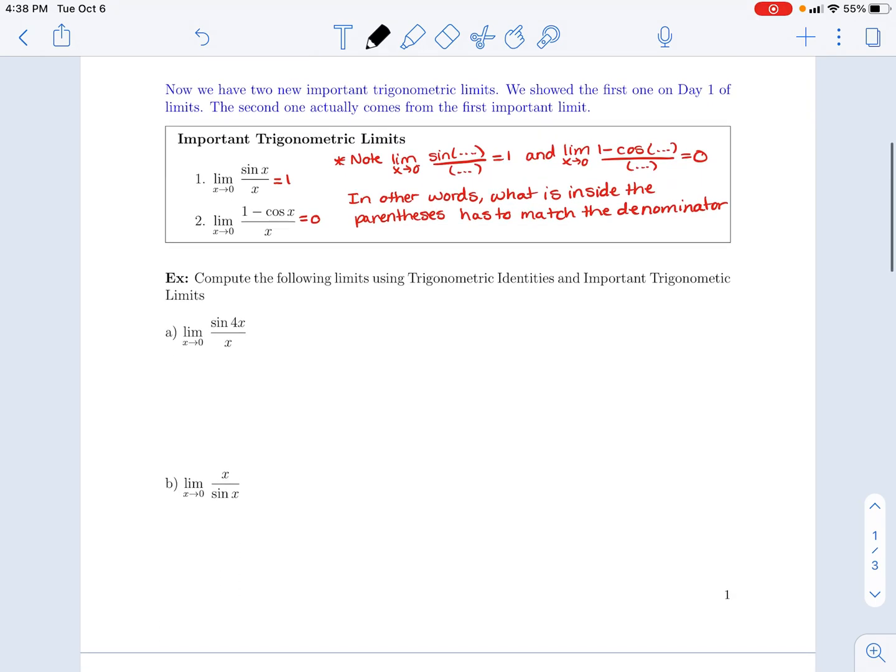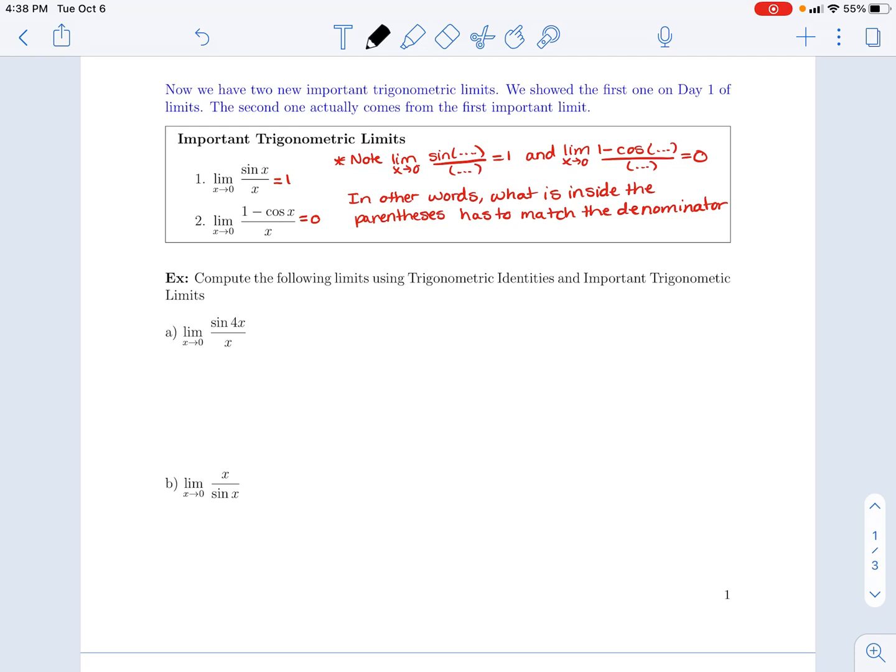Alright, and so now we have two important trigonometric limits. Alright, and so the first one I showed to you on day 1, when we started talking about limits, I convinced you numerically what that limit was, and so that limit was actually 1. So the limit as x approaches 0 of sine of x over x is 1. The second important trigonometric limit is the limit as x approaches 0 of 1 minus cosine of x over x, and that's equal to 0.